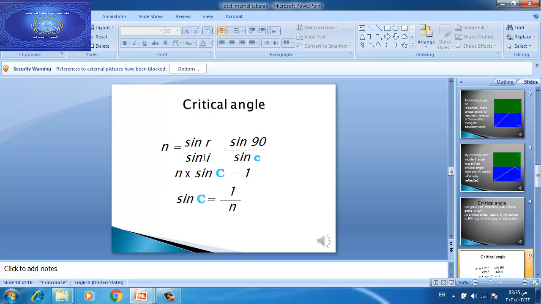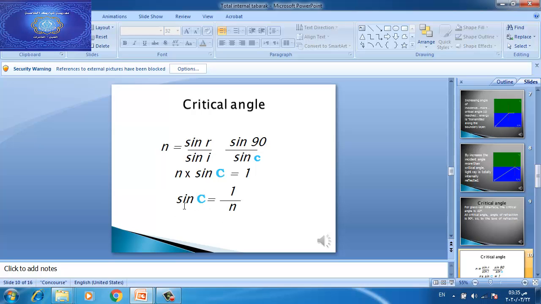But in case of total internal reflection, or in case of critical angle, sin R will be sin 90 because the reflected angle equals 90. The incident angle will be called C, which is the critical angle. So it will be n times sin C equals 1. Where does the 1 come from? Sin 90 equals 1. So instead of sin 90, we will write 1. So sin C equals 1 over n.